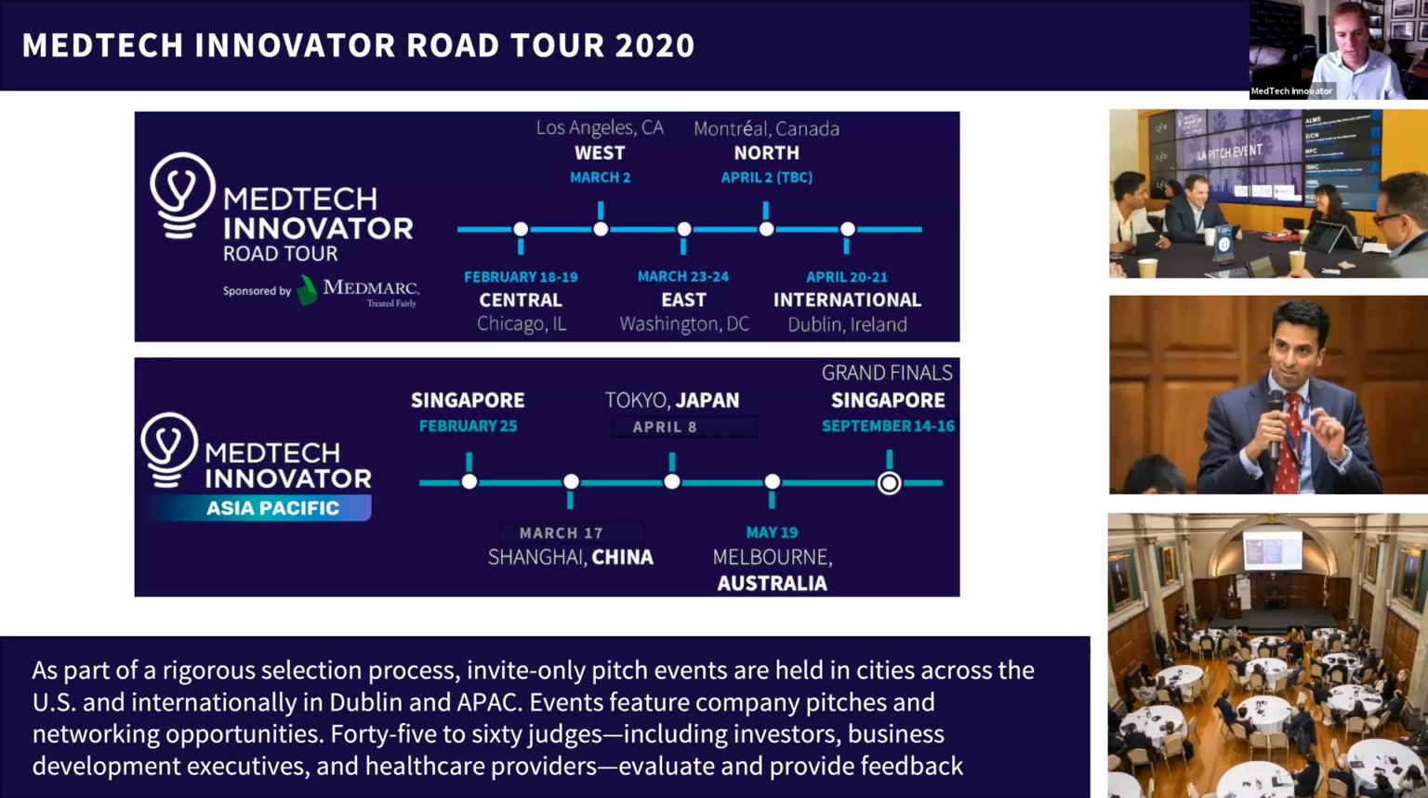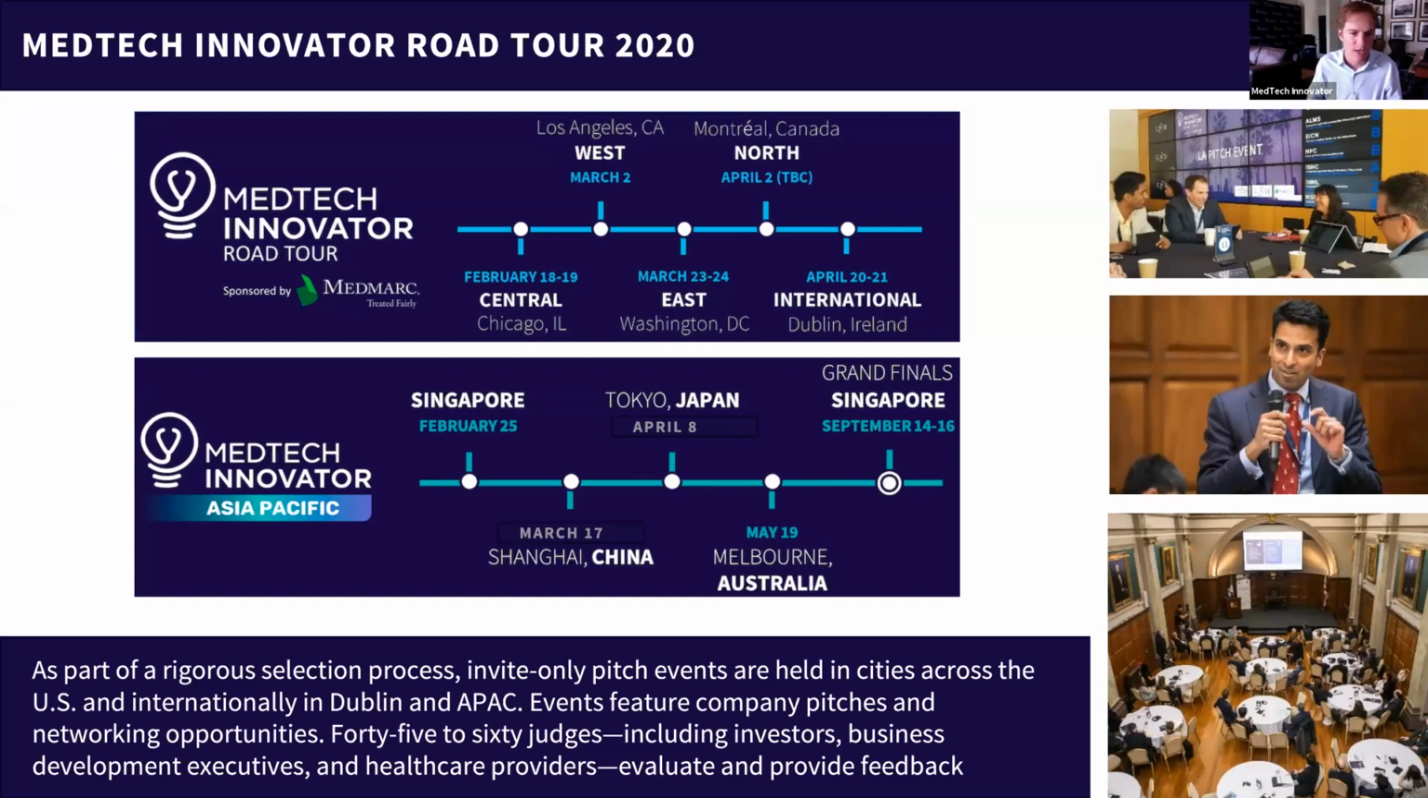So the Asia Pacific program, if you're applying for that, you see the dates down below in terms of where the events will be. February 25th in Singapore, March 17th in Shanghai, April 8th in Tokyo, May 19th in Melbourne. In Melbourne, that's right before the Oz MedTech conference. So if you were there pitching us, you would have the opportunity to proceed on to that conference, which we are not affiliated with, but it's a nice opportunity to go to that conference as well. So if you're making a trip, it'll be worth your while. The grand finals for that program will be in Singapore on September 14th to 16th. So that's the overview of the dates.